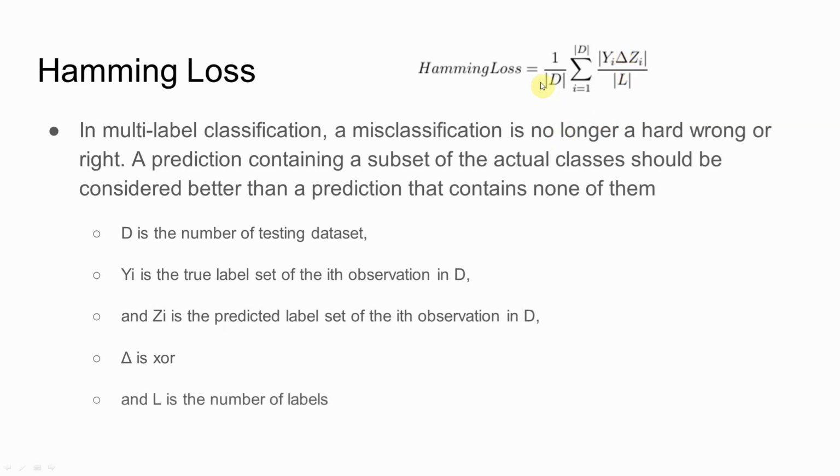And then what we will need to do, after we see how many of those are predicted incorrectly, is divide it by how many labels we are looking at in total. So once we have looked into every single one of our testing data set, we sum them up, divide by how many testing data set we have, and that is our Hamming loss.